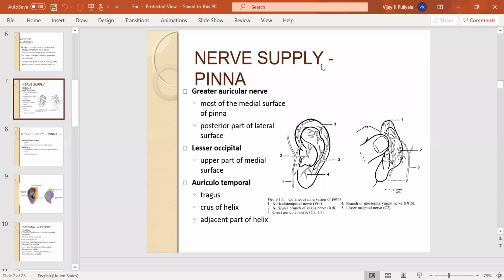Okay. So that is about the nerve supply of the auricle. Any doubts regarding this auricle? I think no, because it is very easy. So next coming to the external auditory canal.